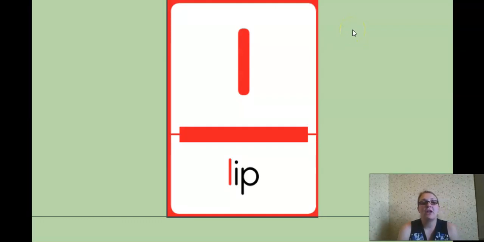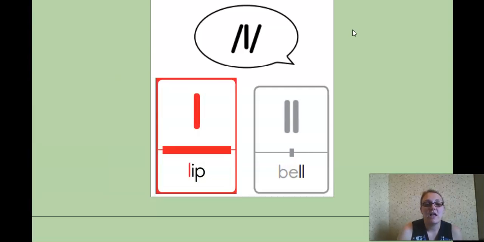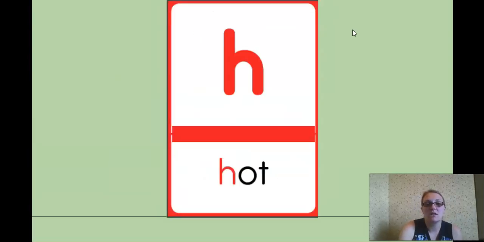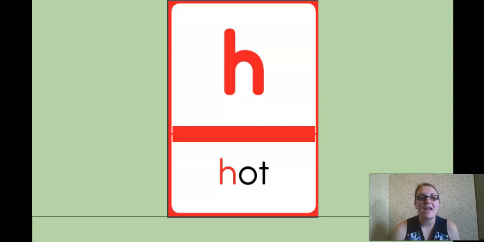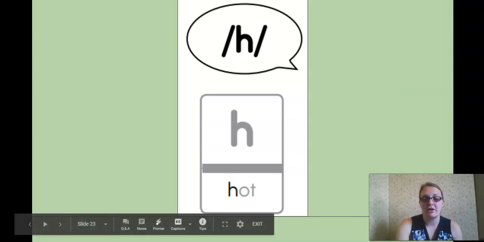Okay, this is the letter L. Not to be confused with an I. It's the letter L. Lip. So, based on our power bar, the L sound is most often spelled with the single letter L. Lip. L. Okay, and now we have letter H for the sound like in hot. Our power bar is full. We know that there's only one spelling for the sound. It's the letter H.